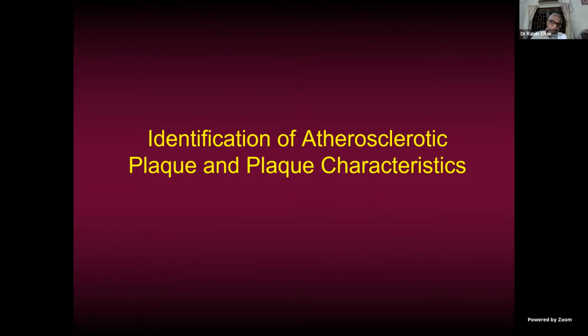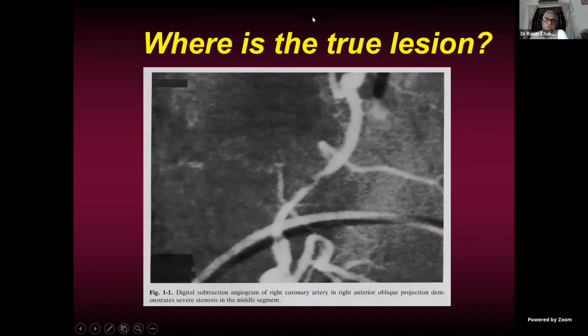Now, based on these few principles, let us try to identify atherosclerotic plaque and plaque characteristics. Where is the true lesion? Now, this is an anatomy. We can see this is an artery. There's a critical narrowing over there, but there are certain areas which are again abnormal. What about these areas? We do not know. Even in this artery, probably there's a diseased segment here as well. So we need to know the entire length of the artery, what is the nature of this lesion and how it is being distributed.